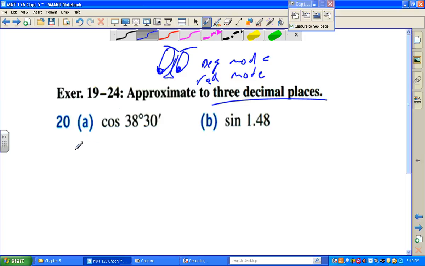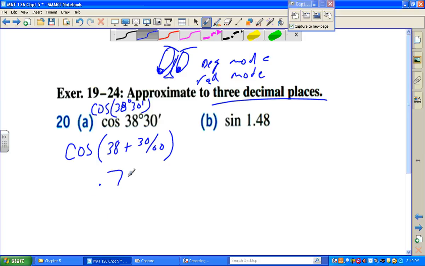I would type it out like this, cosine parentheses 38 plus 30 over 60. Or you can type out cosine of 30, go to apps, angle, get a little degree, make sure you got parentheses right here, 38 degrees and 30 minutes. Same thing. I'm not one for a whole lot of fluff, but some people like to take the extra keystrokes. I don't. And what do you get? 0.78, right?